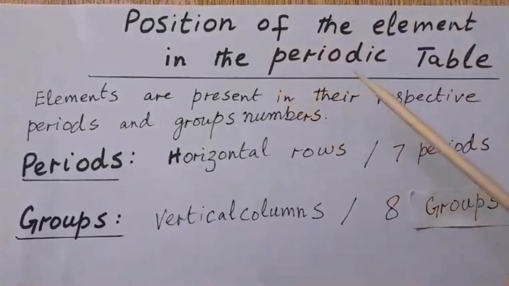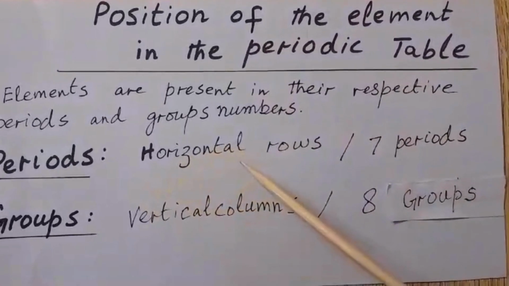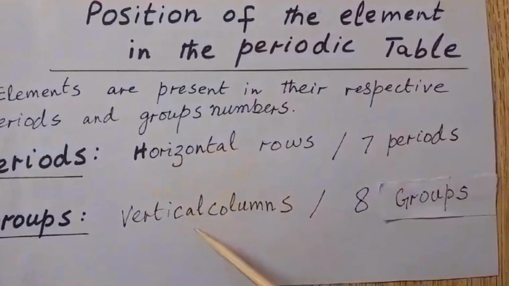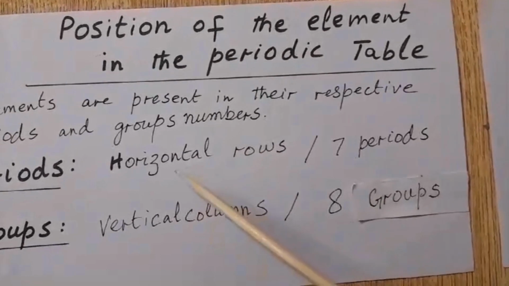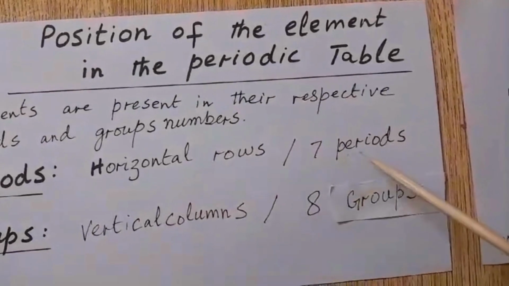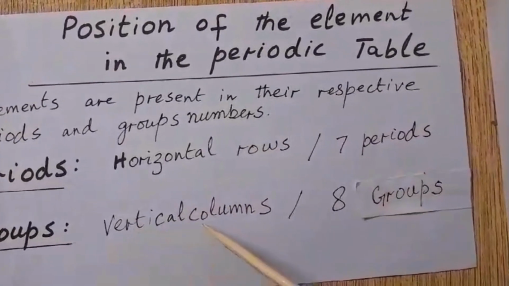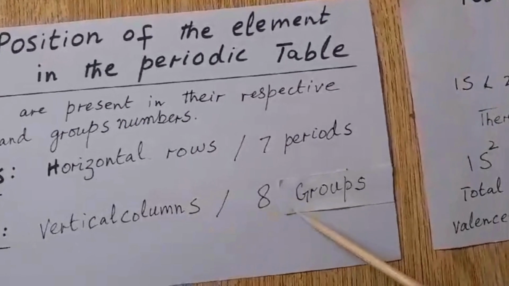Position of the element in the periodic table means the period number and the group number of the element. Periods are the horizontal rows, and there are 7 periods in the periodic table. Groups are the vertical columns, and there are 8 groups in the periodic table.